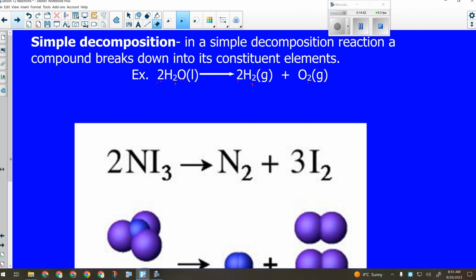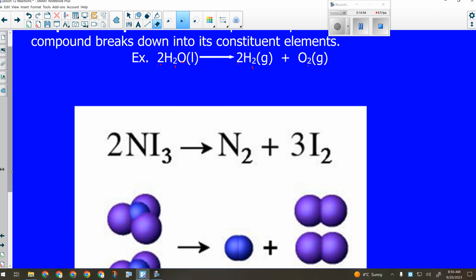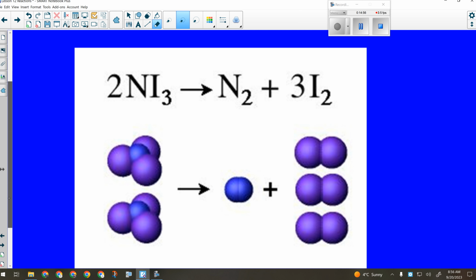All right, in our second decomposition reaction here, we've got 2 molecules of nitrogen triiodide, and it is breaking down into one molecule of nitrogen and three molecules of iodine.